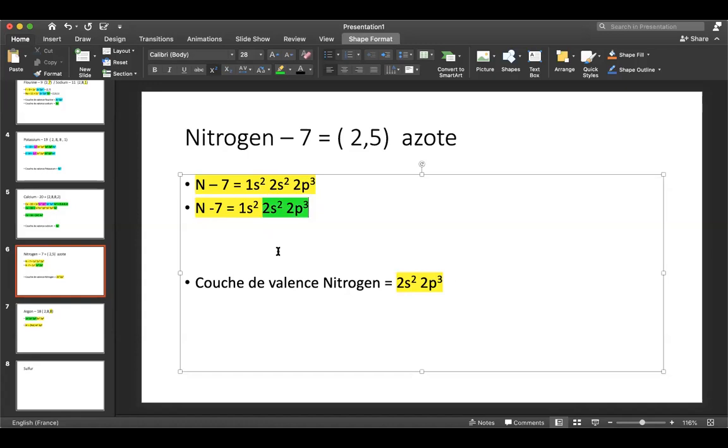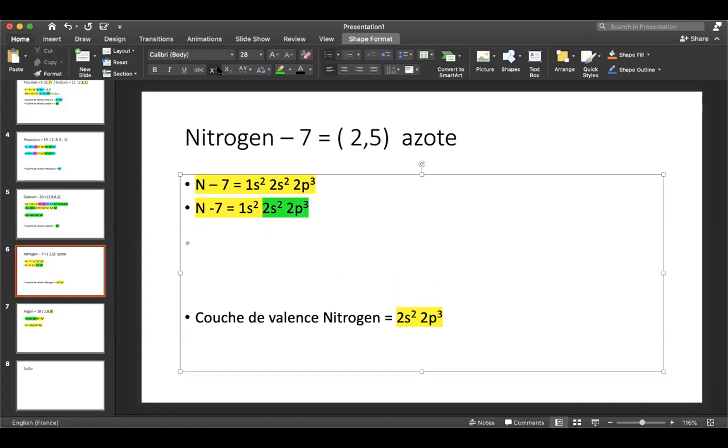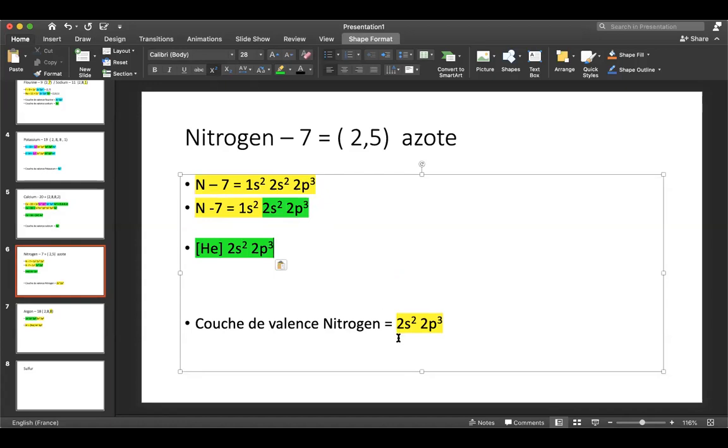So if we want to write this in the form of the configuration électronique avec gaz rare, what is the noble gas that has only 2 electrons outermost here? Helium. So you'll be like helium, then you close your brackets and you just add this couche de valence, comme ça. Is it clear?